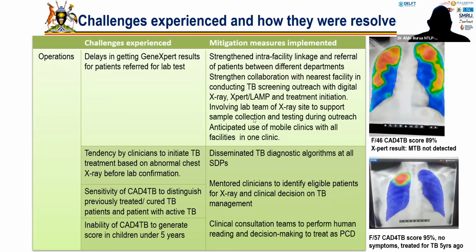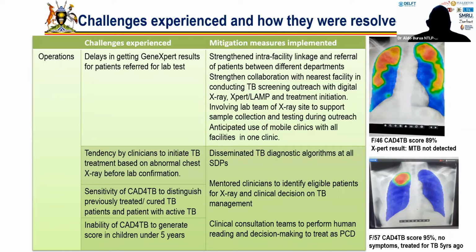So we still need to work on strengthening that. Then the other challenge is the tendency by clinicians to initiate TB treatment based on abnormal chest X-ray results before laboratory confirmation. This is basically a sequel of the delay in getting GeneXpert results. The clinicians tend to initiate treatment, and that's why in our data there are a high number of clinically diagnosed patients who were initiated on treatment. To address this issue, we disseminated the TB diagnostic algorithm at all the service delivery points, and also mentored the clinicians to follow the algorithm and ensure that they first receive laboratory confirmation before treatment is initiated.